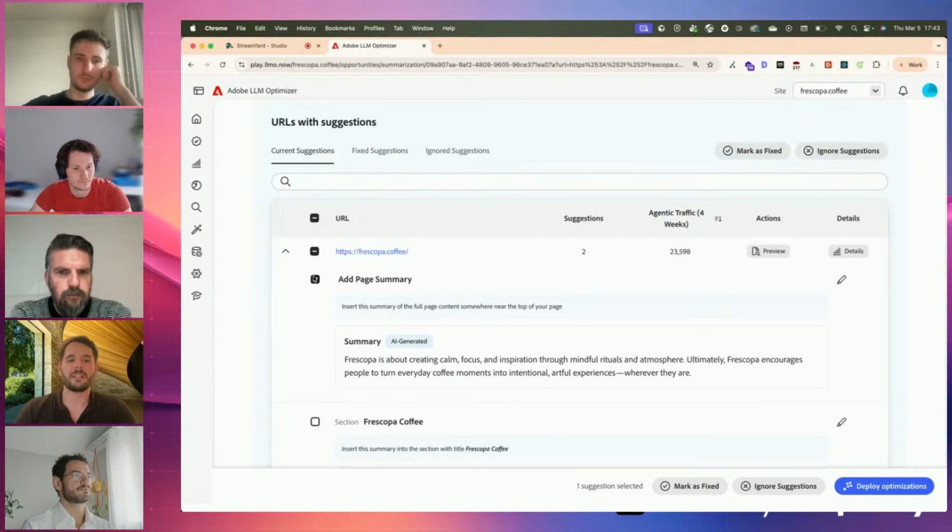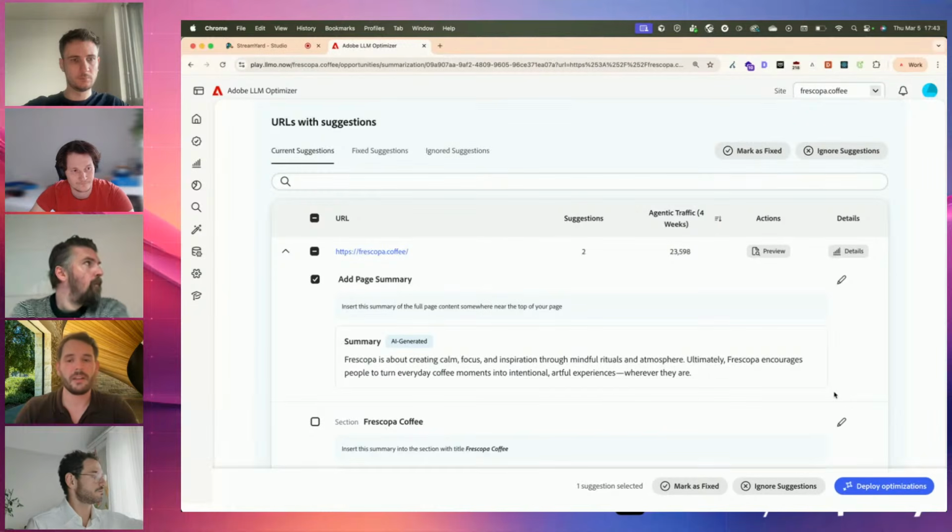So you can see that if I select this one, and I will not click for that demo today, you can click on Deploy Optimization. And what that can do, if your website is set up with that, it will automatically push the optimization on your website. So it can modify your pages directly in two different ways. Optimize at Edge will deploy it only for LLM bots. So when they access your website, they will see that summary.